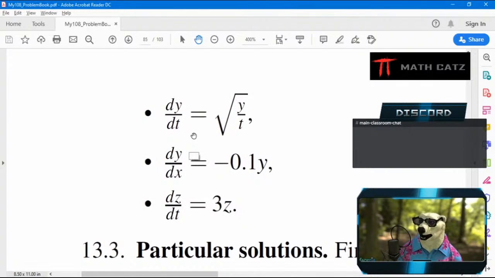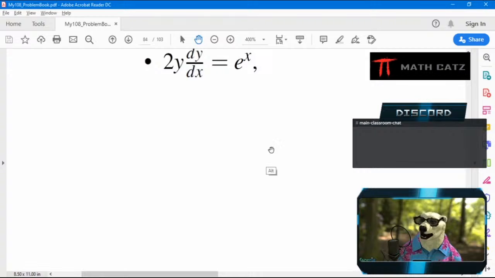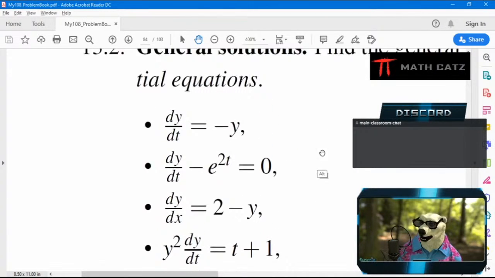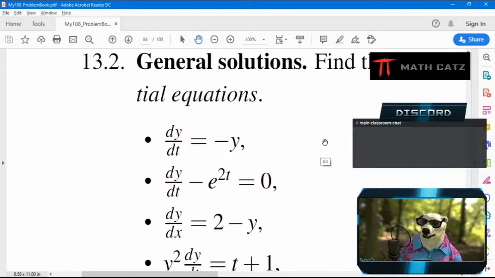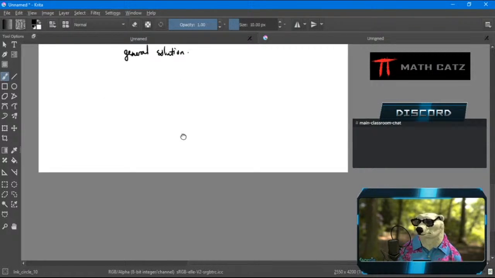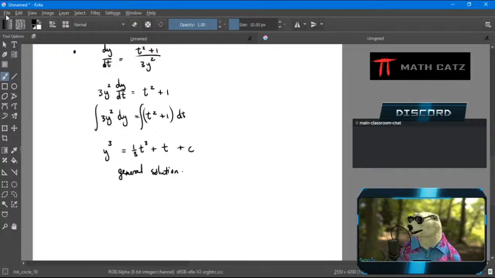Now we'll come to particular solutions in a second, because it's not really any significant step forward. Let's see, maybe this first one. Maybe let's go with the very first one. dy dt equals negative y. I don't have any space.